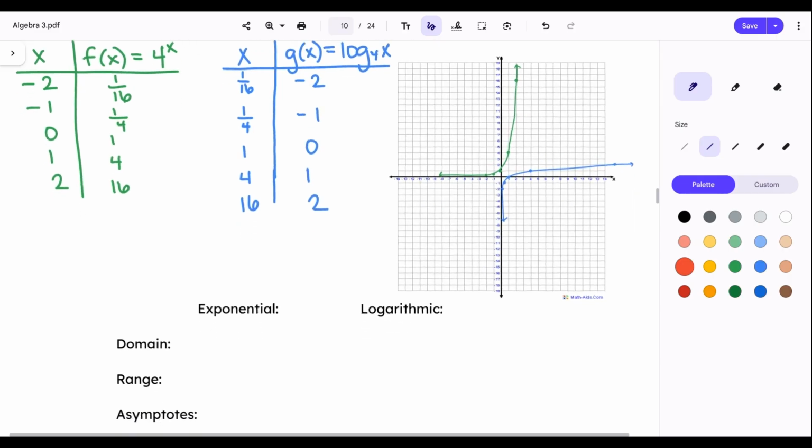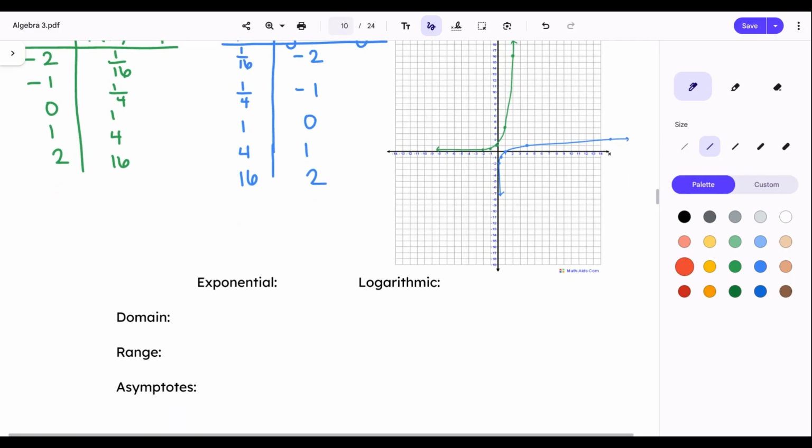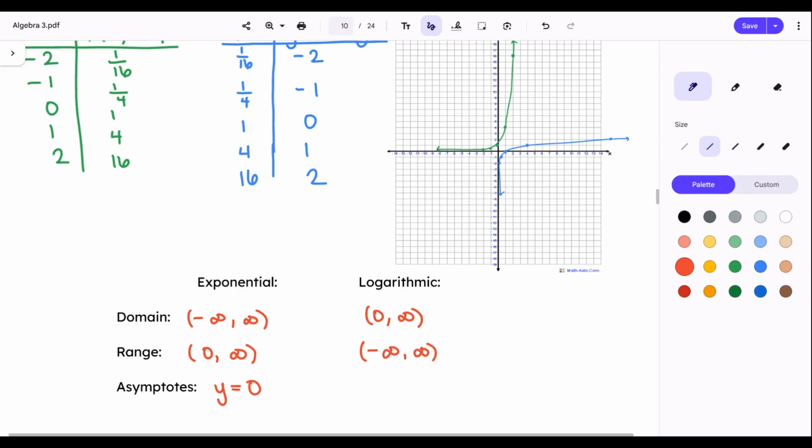Now let's fill out what we should have written down here for domain and range and all of that. So for the exponential, the domain should have been negative infinity to positive infinity. Range should have been 0 to positive infinity. And then your asymptote would have been just y equals 0. And for the logarithmic one, the domain and the range basically flip-flop. And your asymptote would be x equals 0 instead of y equals 0. All right, any questions on how to graph that?